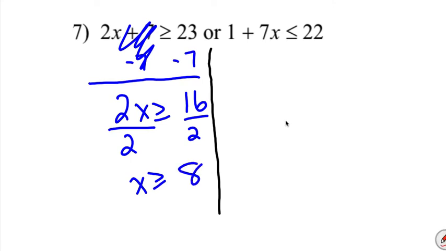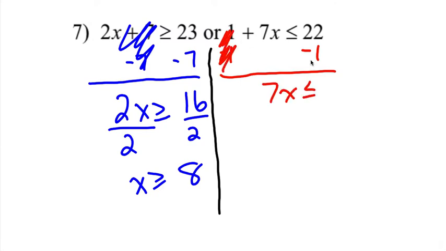Right-hand side, move the number with no variable, so not right-hand side, this other problem, I should say it like that. So subtract 1, I'm left with 7x is less than or equal to 21. Divide both sides by 7, I get x is less than or equal to 3.